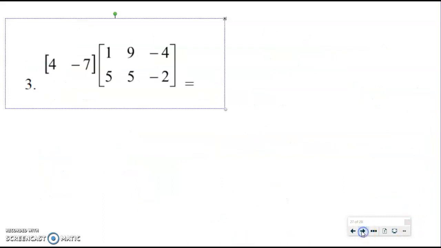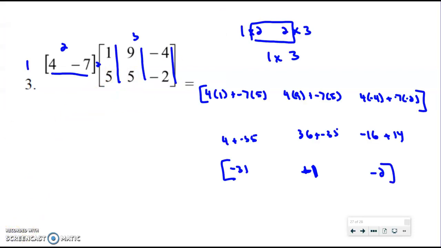Let's look at number 3. I'm going to ask you to pause it for a second. I want you to try to set it up and try it, and then I'll walk through it. We have a 1 by 2 matrix and a 2 by 3, so that means my answer is going to be a 1 by 3. Rows by columns, I get negative 31, 1, and negative 2. We're going to work through this a little more the next day, but hopefully this helps.